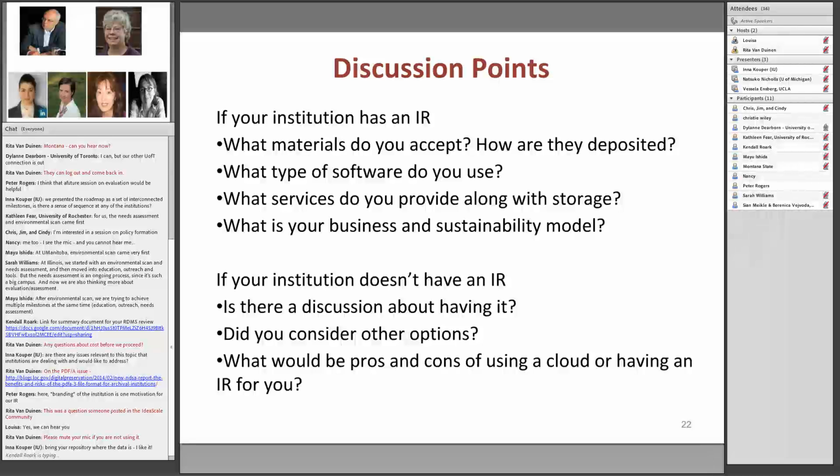We also don't have the resources to do this ourselves, so we're using a cloud-based solution. We have a digital commons through BE Press.